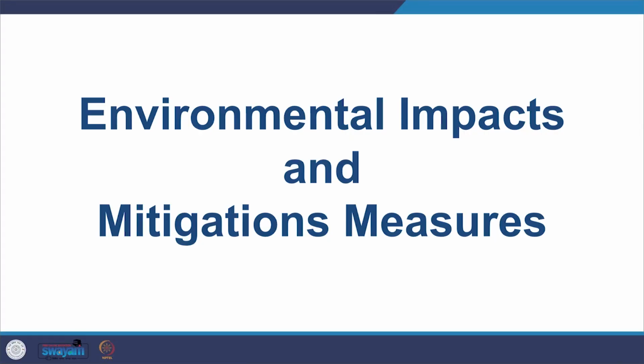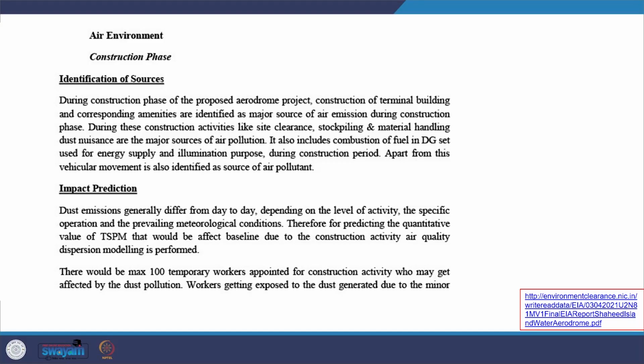Now looking at the environmental impact and mitigation measures. After looking at all these areas, they came up with what kind of impact it has, and what the mitigation measures are. You can see here they have one for the air environment during the construction phase. They saw that during the construction phase there will be a lot of emissions, and also during the operational phase. So how they're going to control the dust and other things.